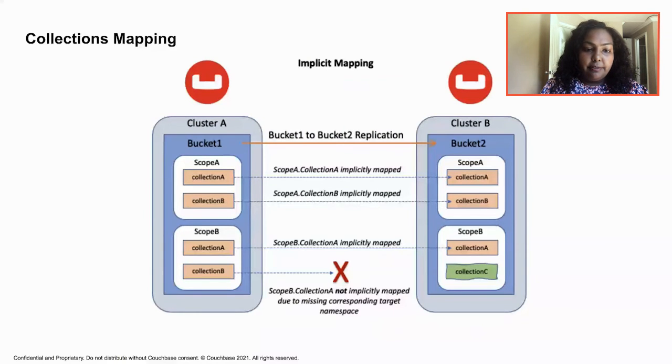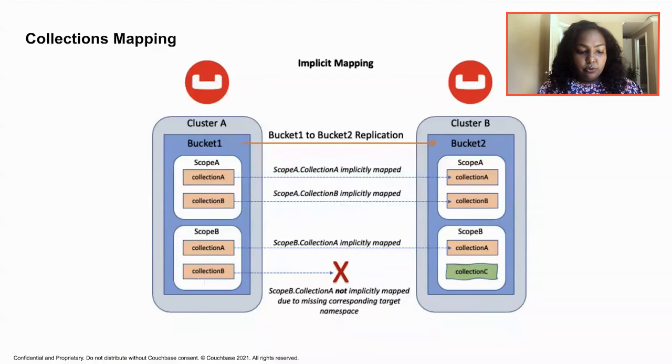As you can see, we have bucket 1 with scope A collection A and bucket 2 with scope A collection A. And so these two collections are implicitly mapped, and there is no need for you to do anything else unless you do not want to implicitly map these. For that, there is a workaround. But I just want to mention here, we have a collection B on the source, but we don't have a corresponding collection on the target. So in this case, the data will not be mapped because there is a missing namespace.